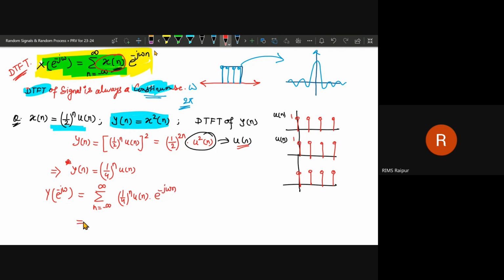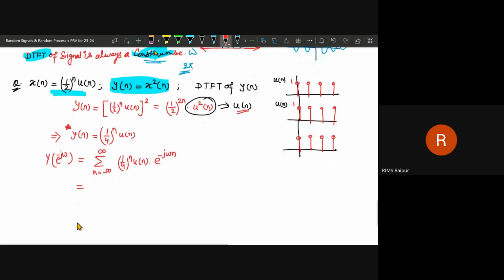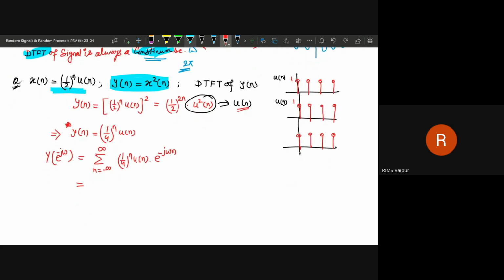Now, if we simplify this, the summation limit from minus infinity to infinity will change to 0 to infinity, because we have u of n here. That's why the summation is changed to 0 to infinity. So we get the summation n equals 0 to infinity of 1 upon 4 raised to power n, e raised to power minus j omega n. It will be like this.